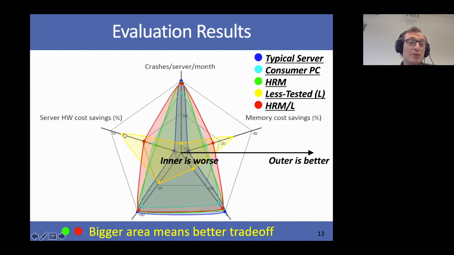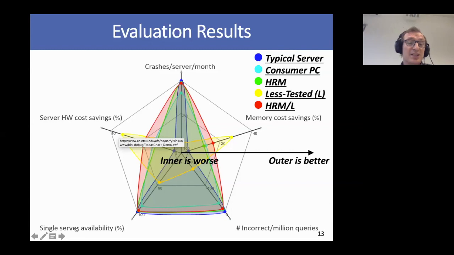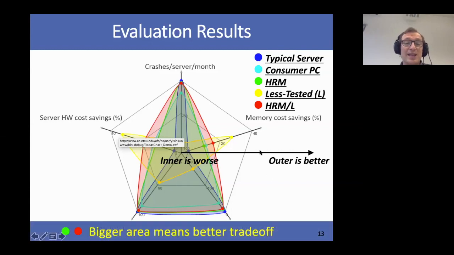It's not the best in all metrics. Clearly, this is better over here in terms of cost savings, but it's not very good in terms of single server availability over here. So again, you want to satisfy everything, and you're not going to be able to satisfy everything in the best way, but you can get close with a heterogeneous system.